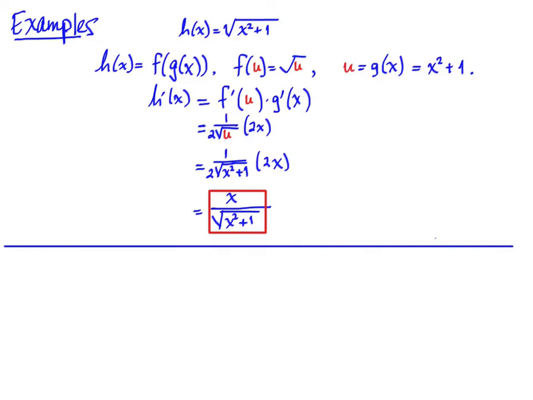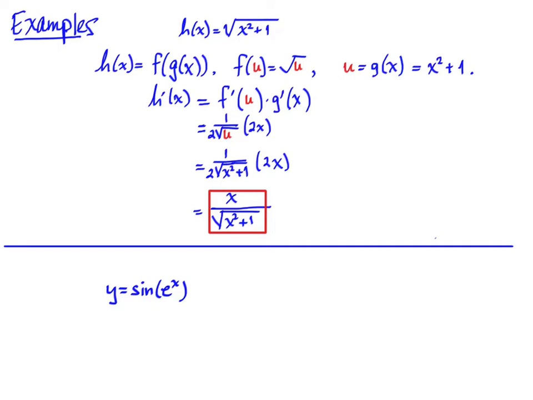We can skip that step, just knowing that we're doing the derivative of the outside with respect to the inside. So the inside function will not change in that first derivative. And so we can kind of skip the u part. So let's do another example.